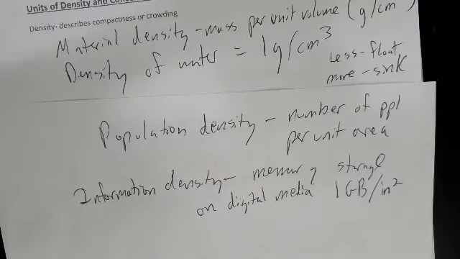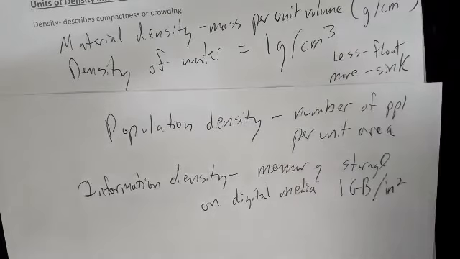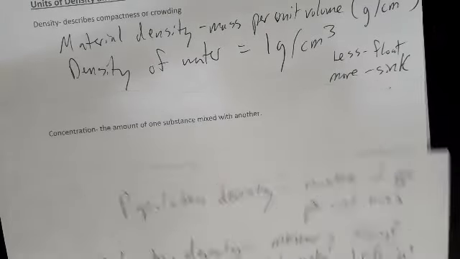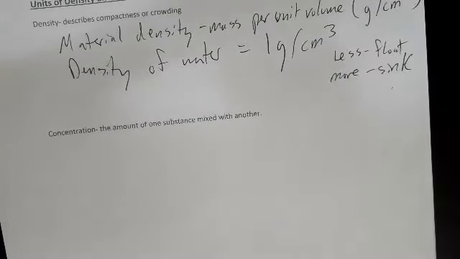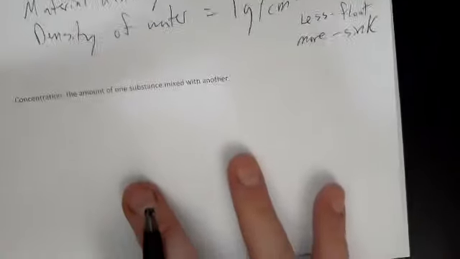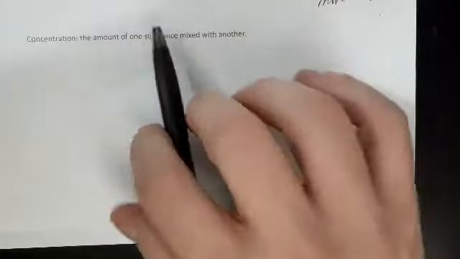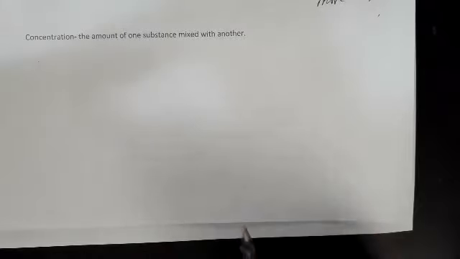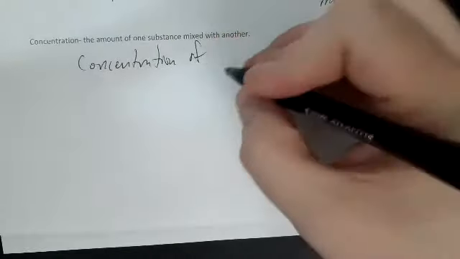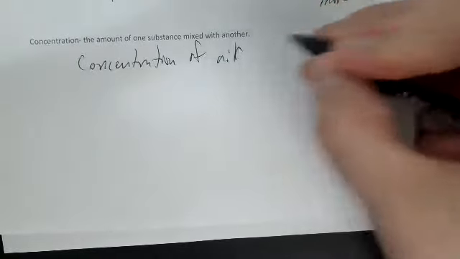And so we're talking about density describes compactness or crowding. The other thing is sort of similar. It is concentration. And so we're still talking about how much of one thing is in another. So how much of one substance is mixed in with another. And so they give us three things that they look at in the book. Concentration of air pollutant.